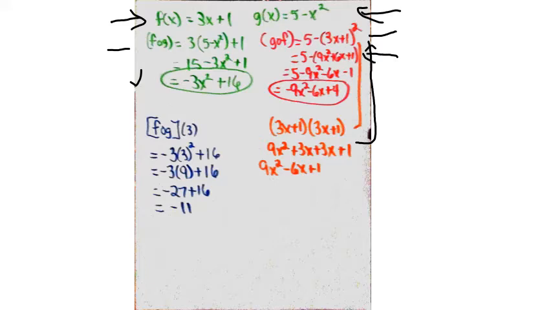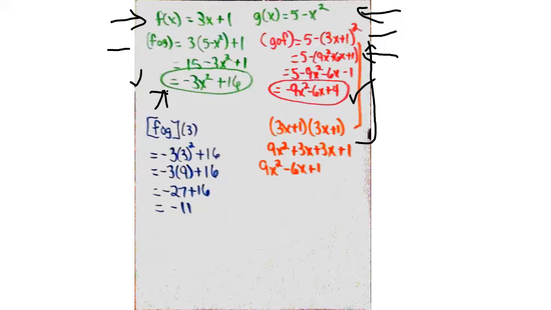But if you notice on this one, I've got a minus there. So I have 5 minus parentheses 9x squared plus 6x plus 1. I've got to distribute the negative 1. And when I do, I'm going to end up with 5 minus 9x squared minus 6x minus 1. Now I'm going to combine like terms, and I get my final answer of minus 9x squared minus 6x plus 4. And then I'm asked to substitute in 3 for x in what I solved right up here as f of g. Easy enough.